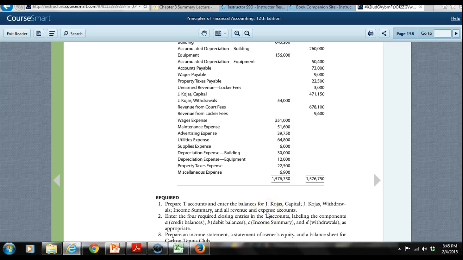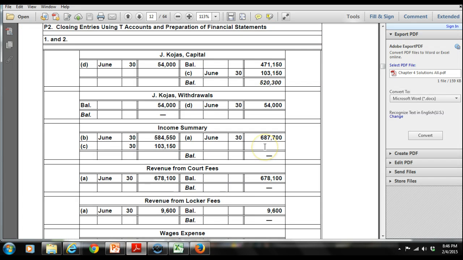It asks us to enter the 4 required closing entries into the T accounts, labeling the components A, credit balances, B, debit balances, C, income summary, and D, withdrawals as appropriate. So what is the first entry we're going to make? A debit to what? Let's think of the first thing we're going to do is clean up our revenue, zero out our revenue accounts.